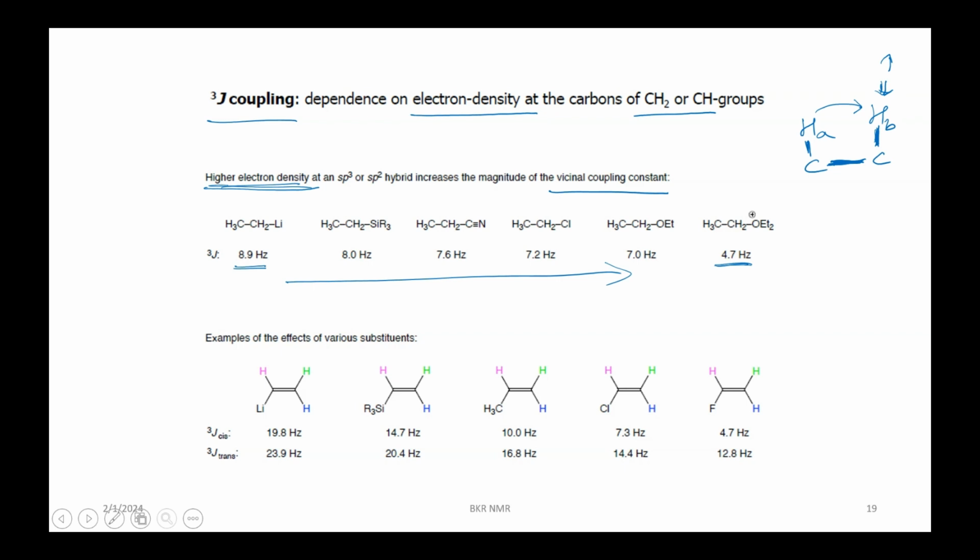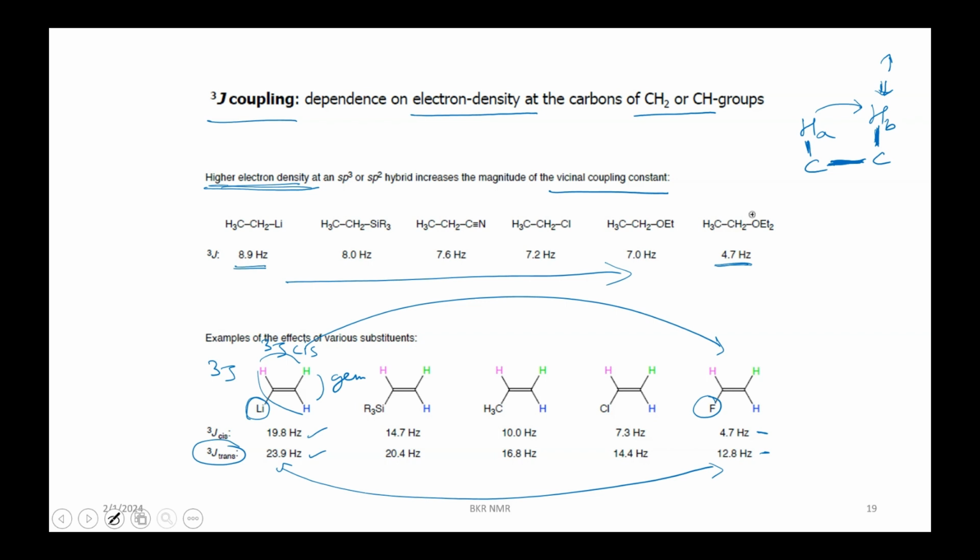So I have an electron donating group, and this is the geminal coupling, this is known as cis coupling, 3J cis, and this is known as 3J trans. So 3J trans has the higher value, and 3J cis has the lower value. Now compare this with the last molecule. Fluorine is electron withdrawing. So obviously the trans has the higher value and the cis has the lower value, but the value comparison between these two molecules is drastically varying. Here I have 23.9 for trans, here I have 12.8 for trans.